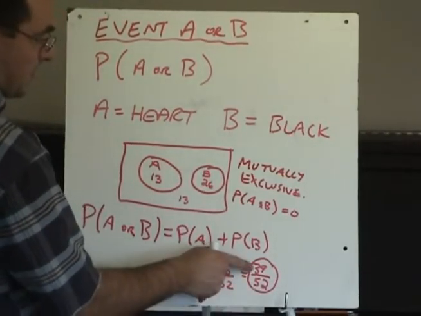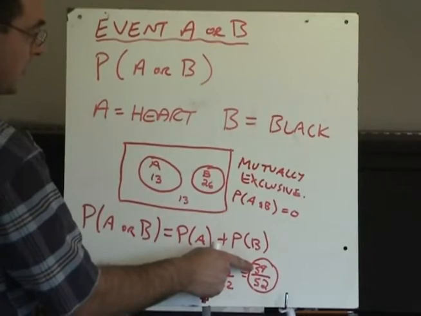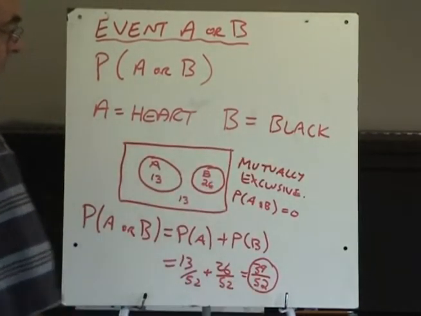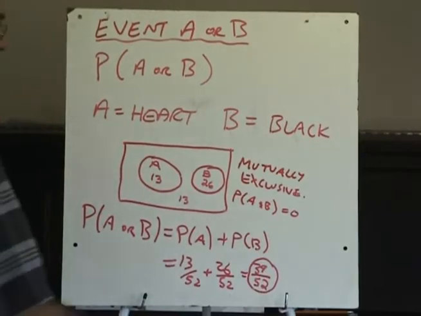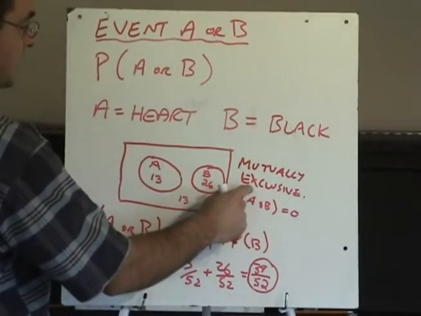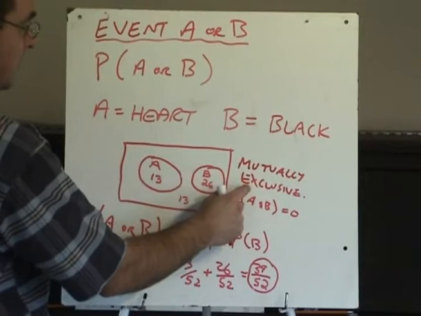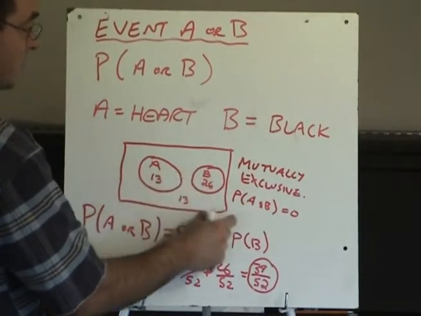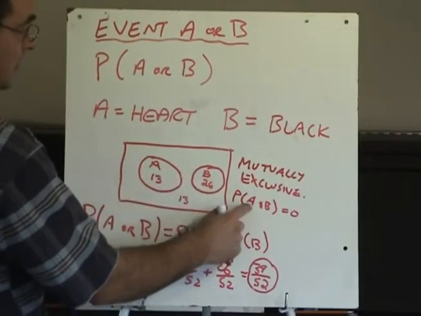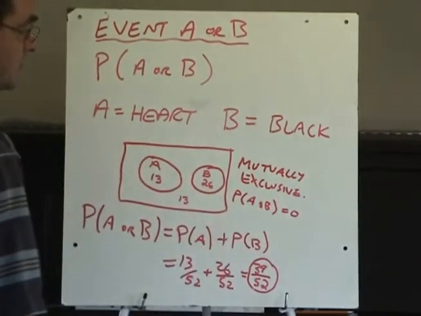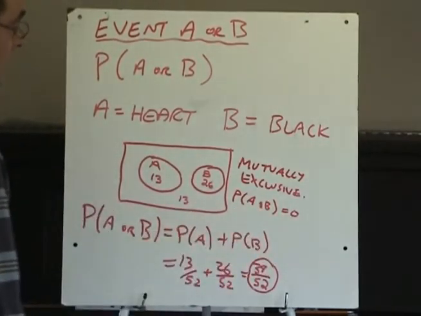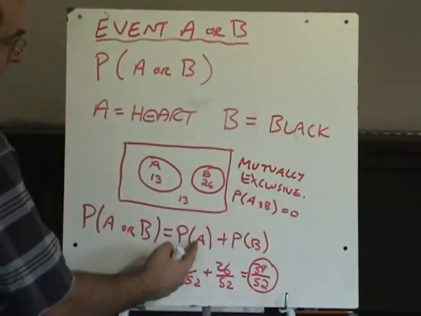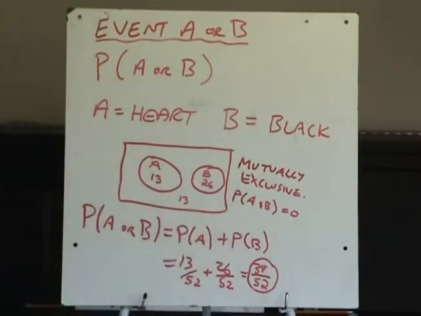Again, there'd be 39 favorable outcomes. There's 39 cards in that deck that are either hearts or blacks out of the total of 52. So very important that we understand that when events are mutually exclusive, there's no overlap. A and B are completely separate from each other. You cannot have A and B occurring at the same time. That probability would be 0. And if that's the case, then the probability of A or B, I simply add the probability of A plus the probability of B together.